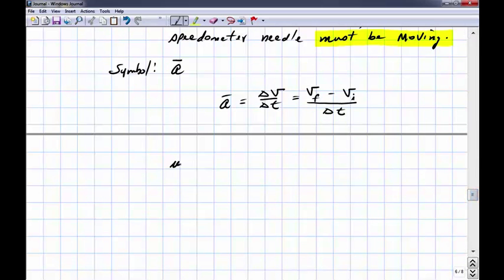The units for acceleration are, well, let's take a look at this. Change in velocity, or velocity in general, has units of meters per second. Divided by time, time units are, of course, seconds, and if we manipulate this relationship algebraically, we end up with a unit called a meter per second squared. Or the alternate unit is the foot per second squared.